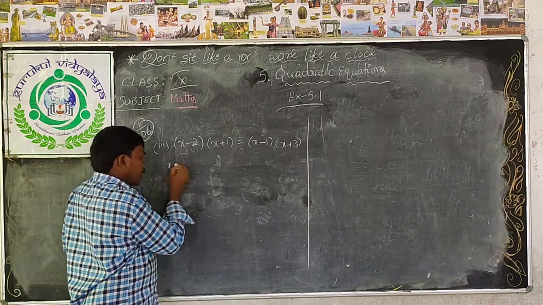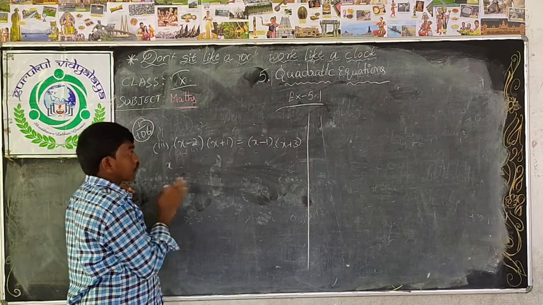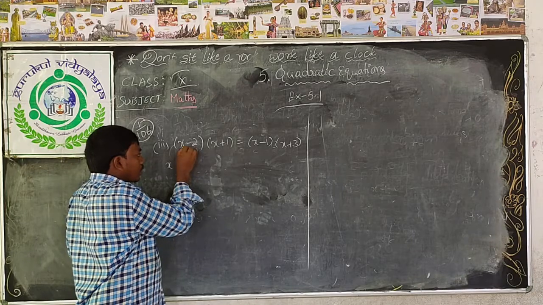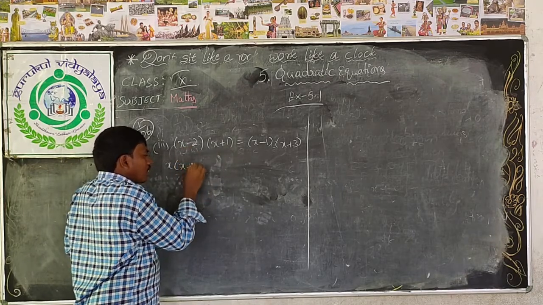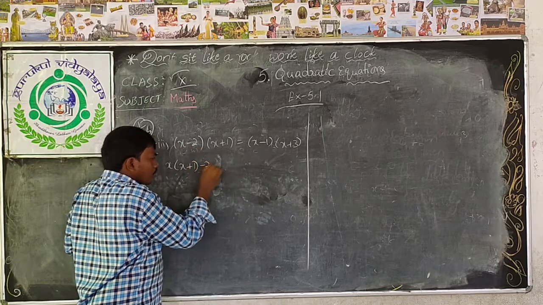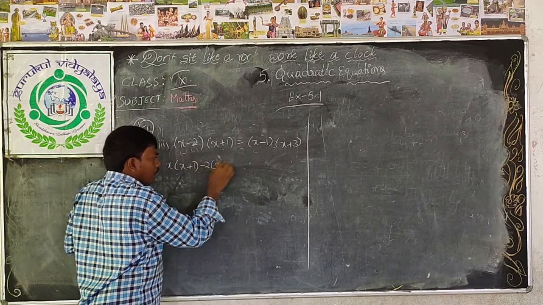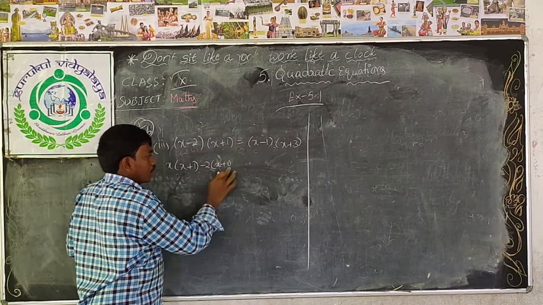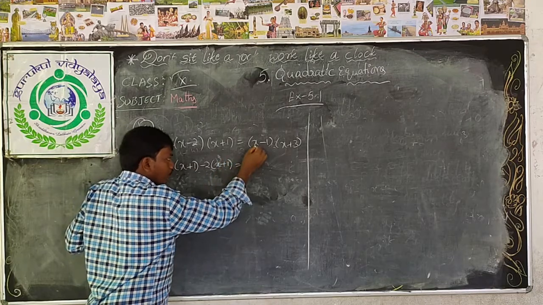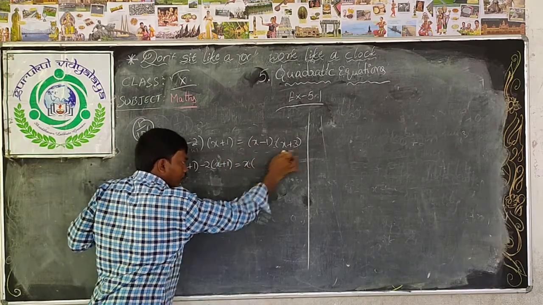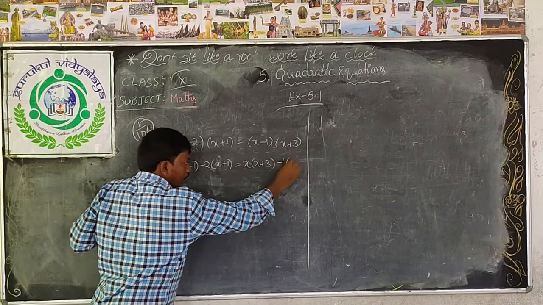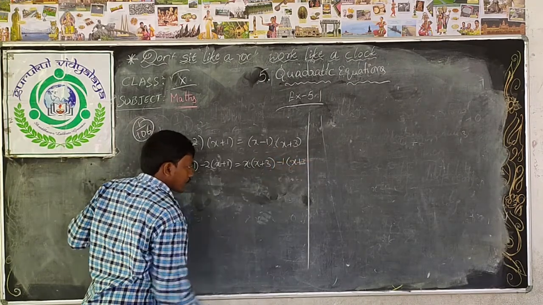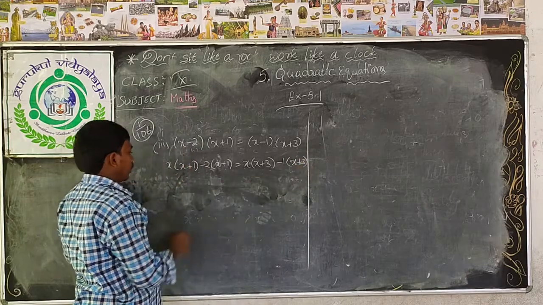Product of algebraic expressions, we know already. Take the first term, x minus 2, and multiply it with the second expression, x plus 1. Like this, find the product. Next, take the first term, x minus 1, and the second expression, x plus 3. Okay, now multiply them.